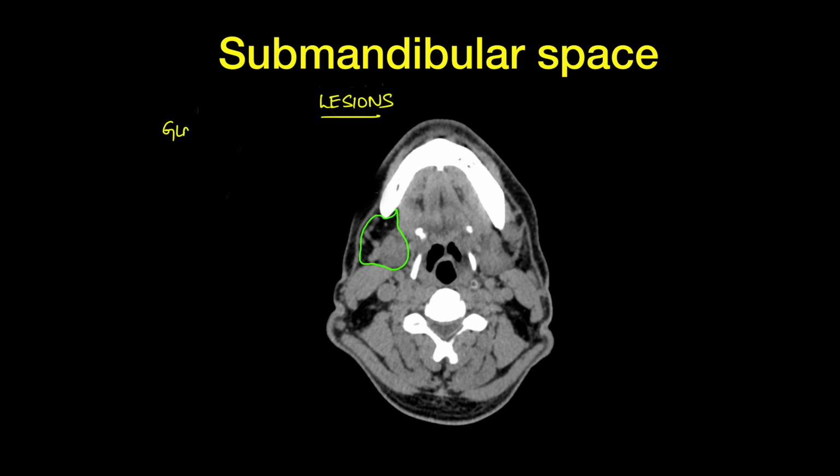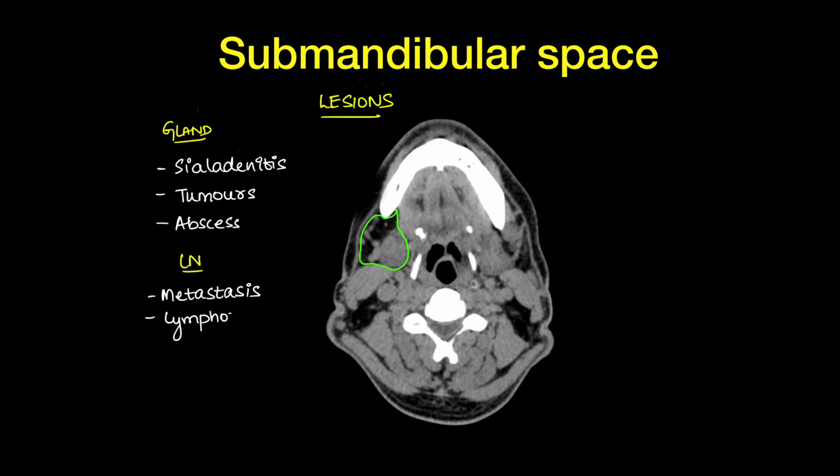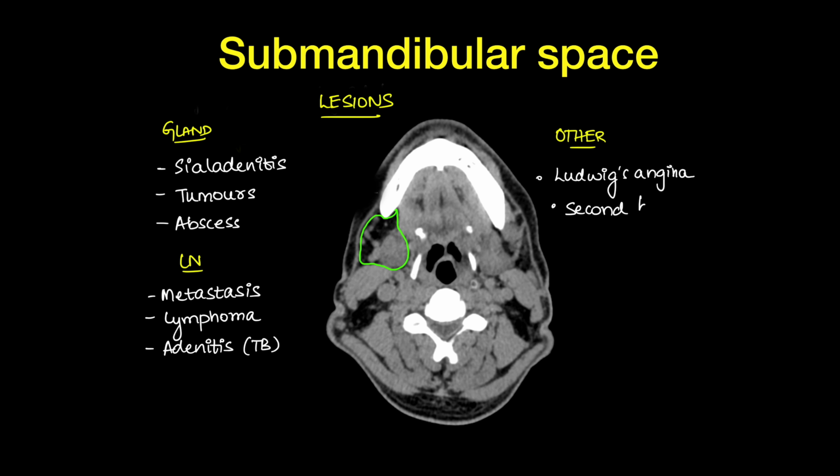Lesions which can arise from the space are, because the gland is present, there can be sialadenitis, that is inflammation of submandibular gland. There can be tumors, there can be submandibular abscess. Because of lymph nodes, we can have metastasis and lymphoma, and other adenitis like tubercular lymphadenitis, etc. Other lesions of the space, there's Ludwig's angina, which is cellulitis, second branchial cleft cyst. We can have plunging ranula.